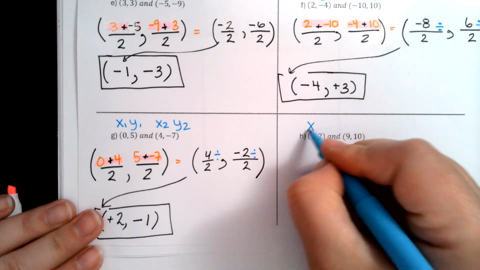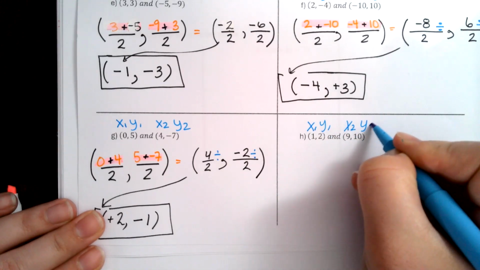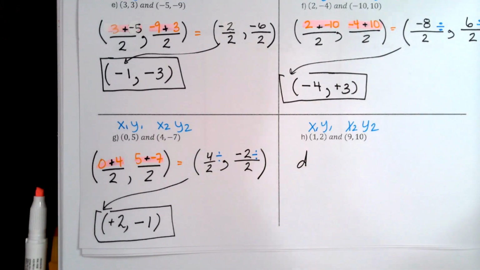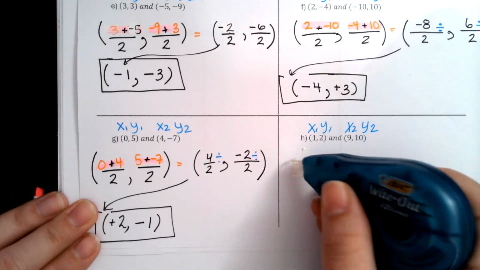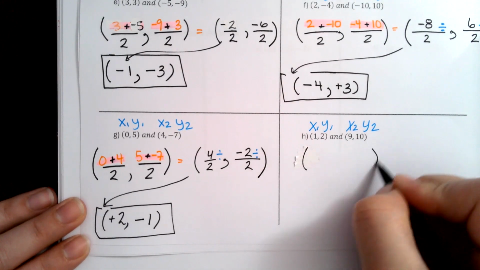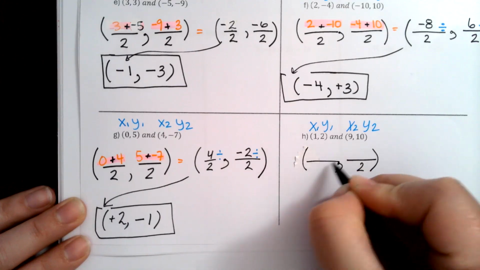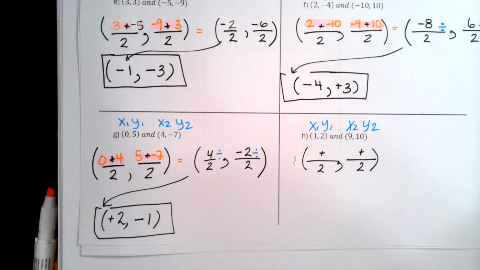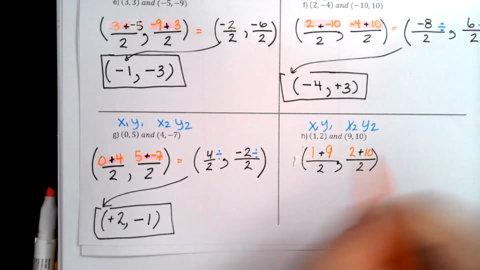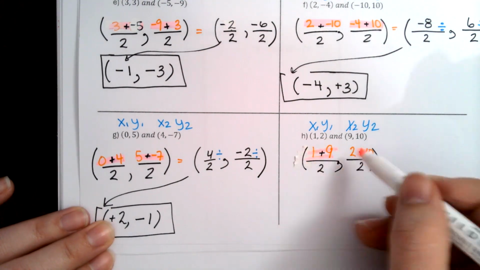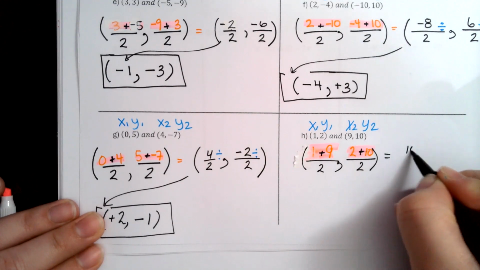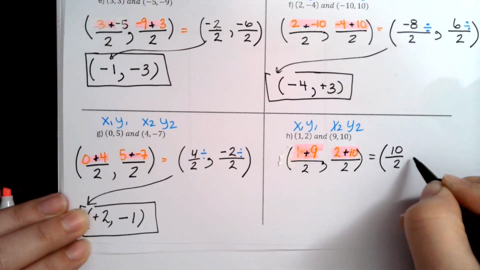Okay, one more. x1, y1, x2, y2. Oops, not distance. We are definitely not doing distance. This is midpoint. So let's go ahead and write the correct formula. Big parentheses, divided by 2 with a plus in the middle. Taking our x's, 1 and 9, adding them. Taking our y's, 2 and 10, adding them. On top, we are working with counters. 1 plus 9 is 10. 2 plus 10 is 12.